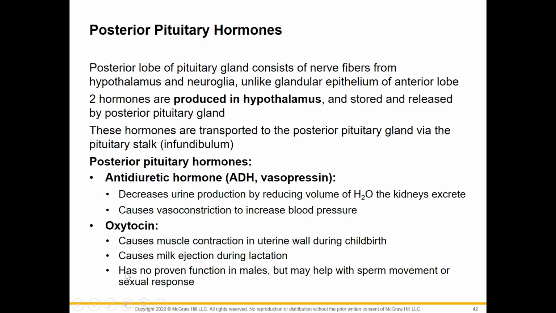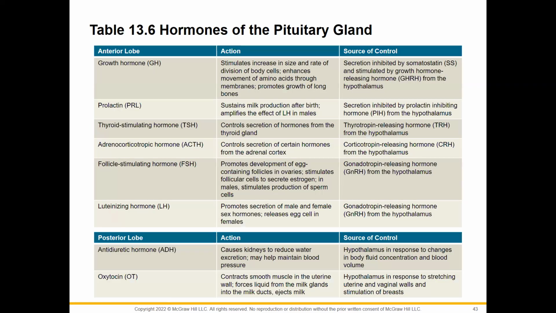They haven't found a function of oxytocin in men, but oxytocin is produced by people born male. It may be that oxytocin helps with sperm movement or maybe even sexual response. They're still doing research to see how oxytocin affects people born male.